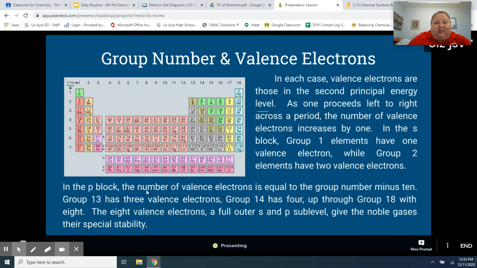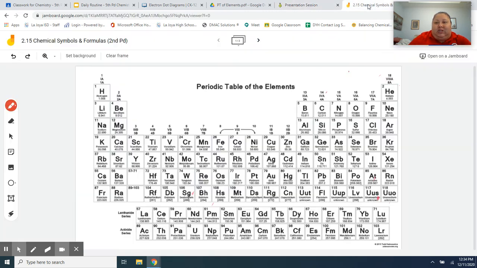In the P block, the number of valence electrons is equal to the group number minus 10. Group 13, 3 valence electrons. Group 14, 4 valence electrons. Up through group 18 with 8 valence electrons. The 8 valence electrons is known as a full outer S and P sublevel, and gives the noble gases that special stability that everybody wants. Okay, so let's go back to Jamboard.